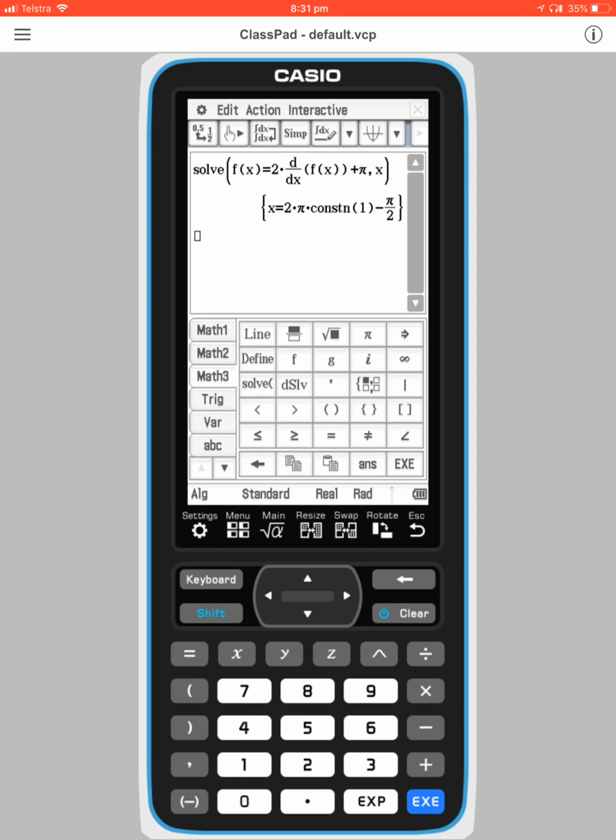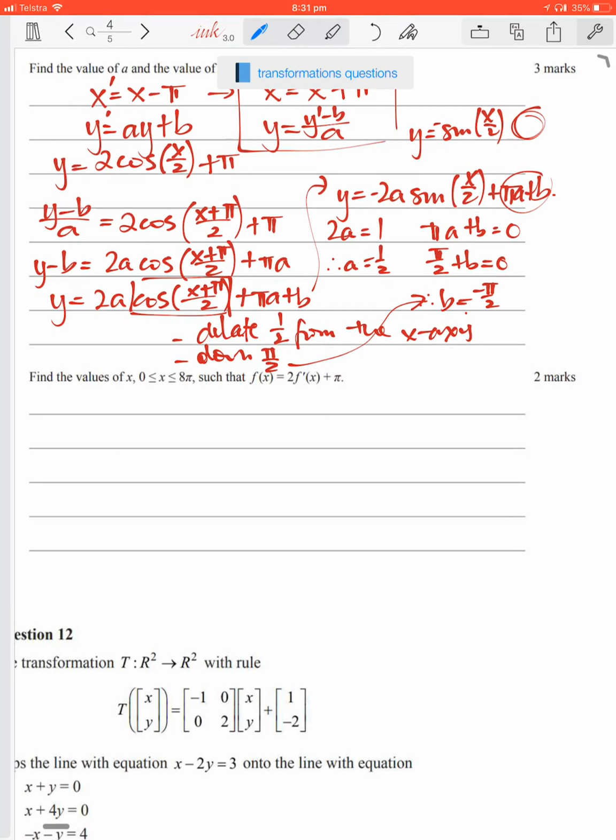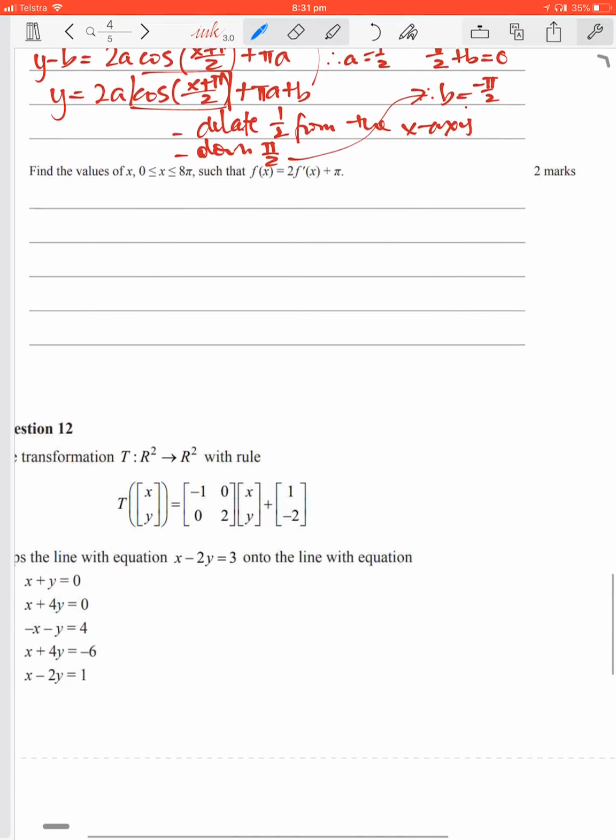Solve. Now, of course, it's going to give us a general solution, but if we go 0 is less than or equal to x, which is less than or equal to 8 pi, okay, 3 pi on 2, 7 pi on 2, 11 pi on 2, 15 pi on 2. So I guess you just write them down.